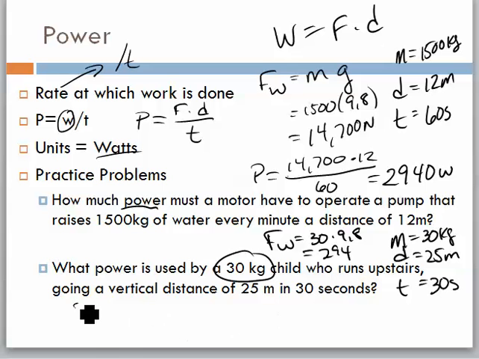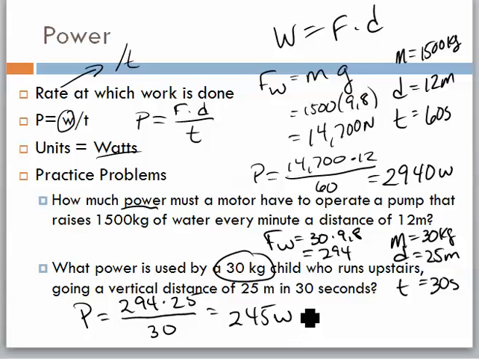So if I want to find the power, I can take 294, because that's the force, times the distance of 25 meters, divided by 30 seconds. And as you can imagine, I'm punching it into my calculator right now. And that power ends up being 245 watts.